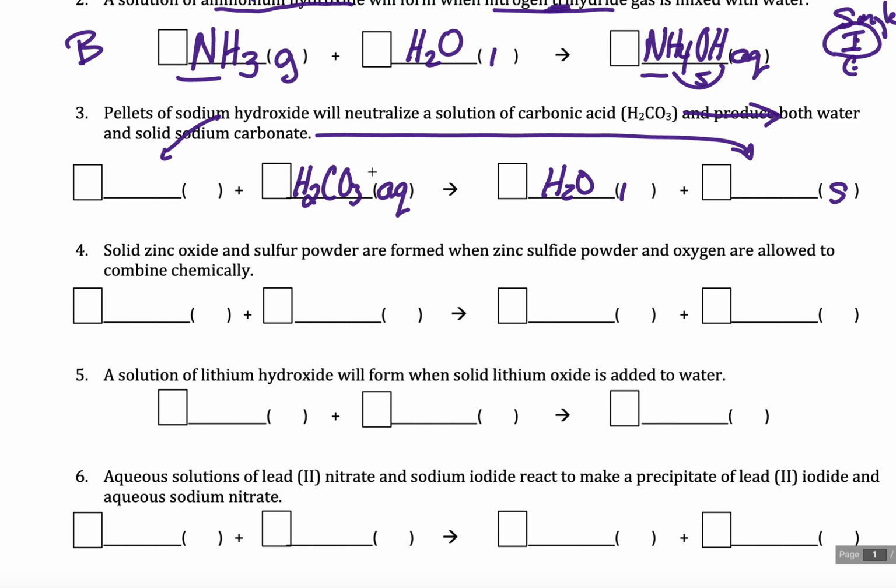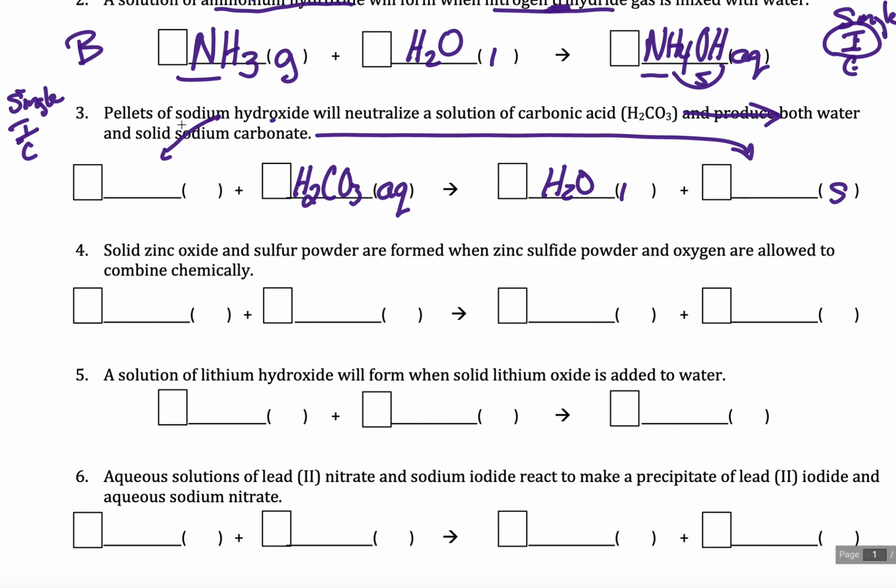Now, we have to decide what rules to follow. So again, we're thinking, is it a single element? Is it ionic? Or is it covalent? So sodium hydroxide, not a single element. Is it ionic? Yeah, because sodium's a metal. We know it's not covalent because there's no prefixes. So we go through that mental process every single time.